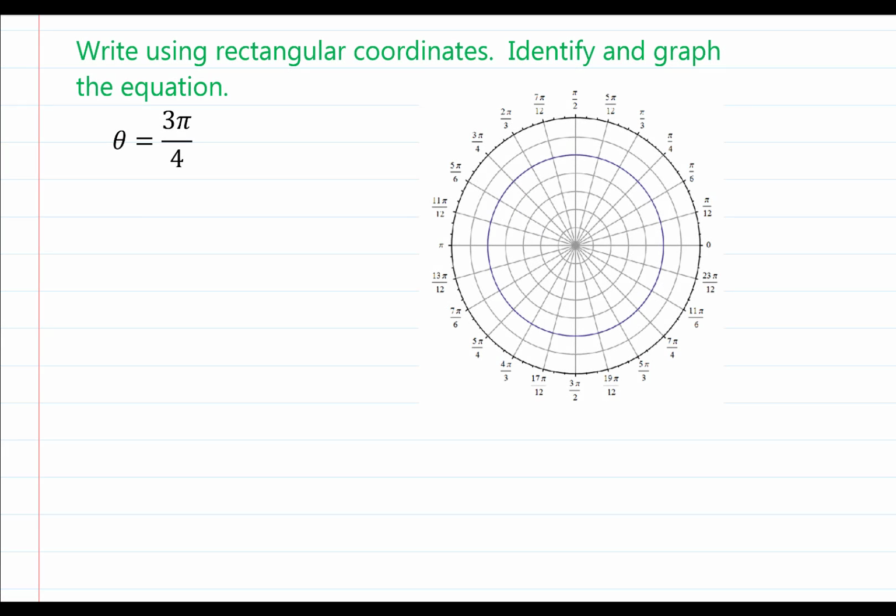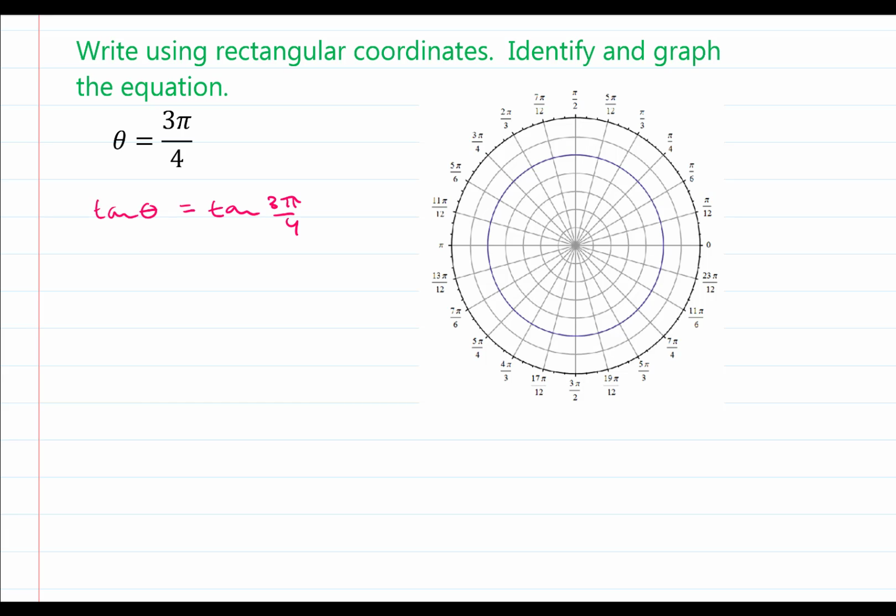Here I'm giving you a polar equation that is theta is equal to 3 pi over 4. Notice the absence of the variable r in this equation. So what we'll do here to convert it over to rectangular coordinates, meaning we want to replace any theta and/or r with x and/or y, is take the tangent of both sides. So tangent of angle theta is equal to tangent of 3 pi over 4.